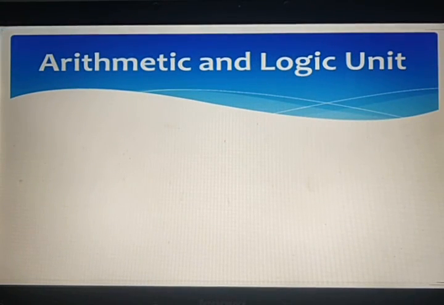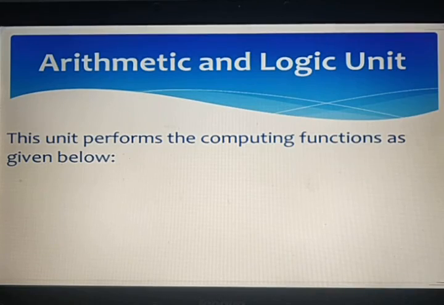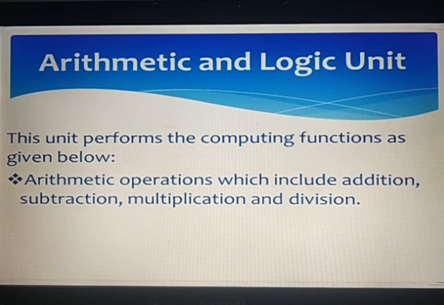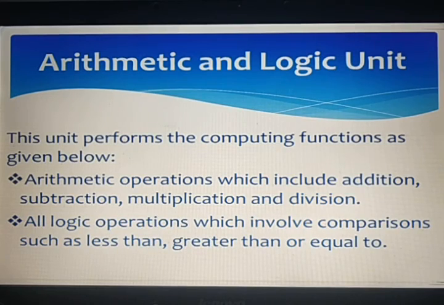Now let's discuss the arithmetic and logic unit. This unit performs the following functions. The first one, arithmetic operations, which include addition, subtraction, multiplication and division. Then logic operations, which involve comparison such as less than, greater than, or equal to, less than or greater than, less than equal to, greater than equal to. The result of these operations is stored in register or in memory or sent to output devices.